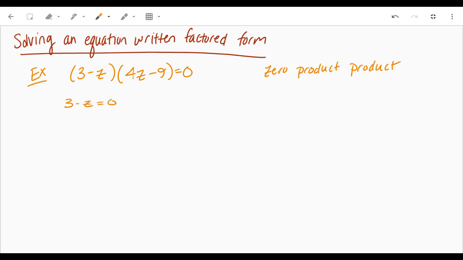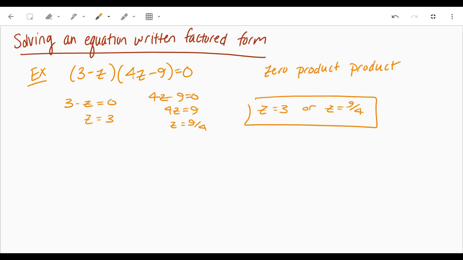So if 3 minus z could be the one that's 0, then that would mean z equals 3. Or 4z minus 9 equals 0, which means 4z equals 9, which means z is 9/4. Okay, so you would just write down your two answers, z equals 3 or z equals 9/4 are the two possible answers to this. Okay, I can do another one real quick if you need it.